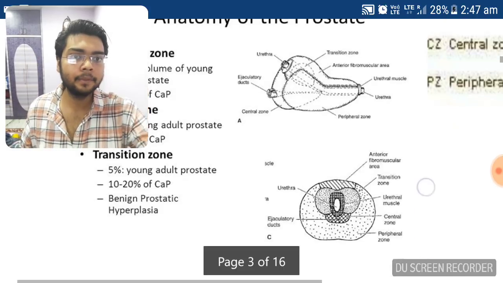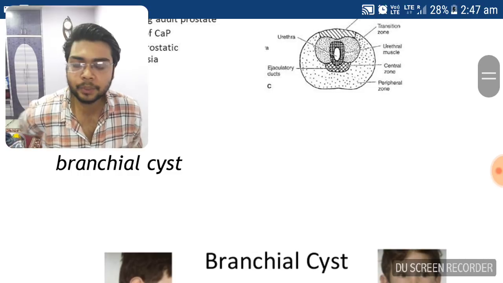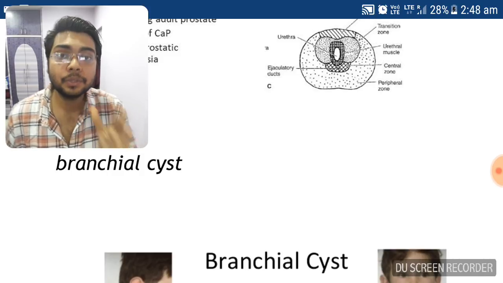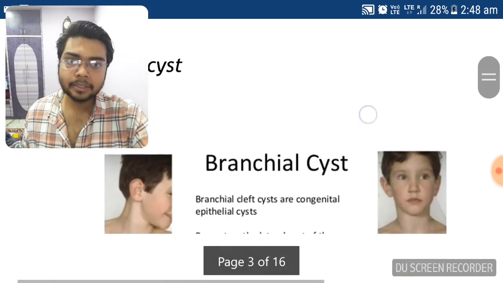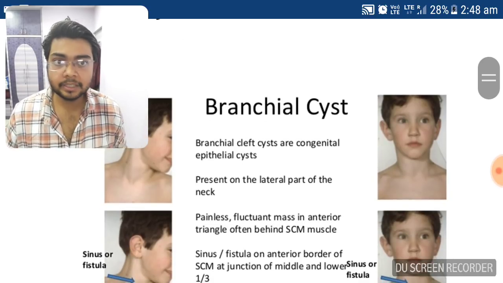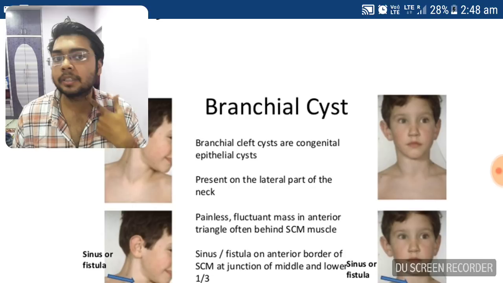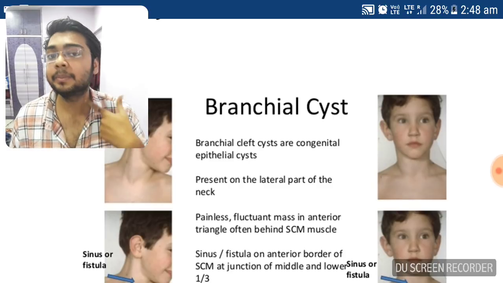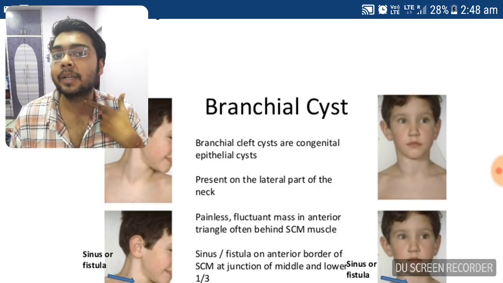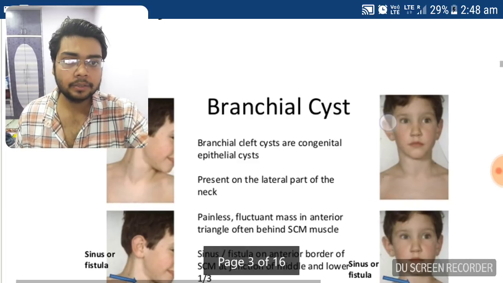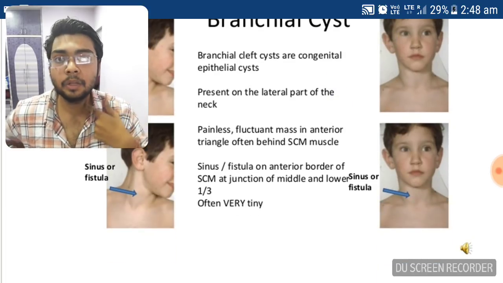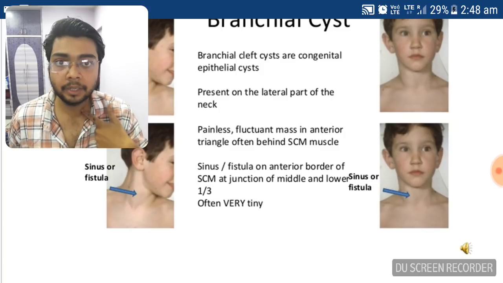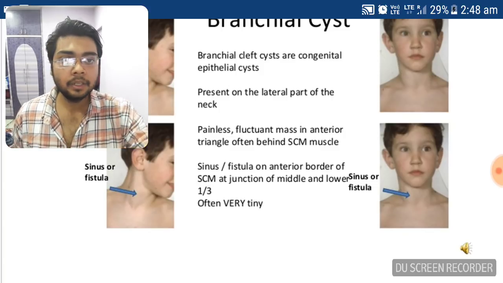Okay. Now another important thing they can ask is to differentiate between the branchial cyst and the thyroglossal cyst. You should know where they lie and what they are. Branchial cysts are congenital epithelial cysts present along the lateral border of the sternocleidomastoid, in the lateral part of the neck, basically at the junction of the middle and lower third of the sternocleidomastoid. It is a non-tender, painless, fluctuant swelling along the sternocleidomastoid.